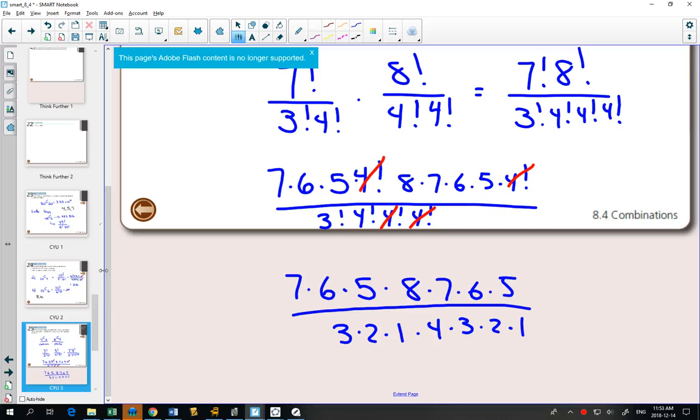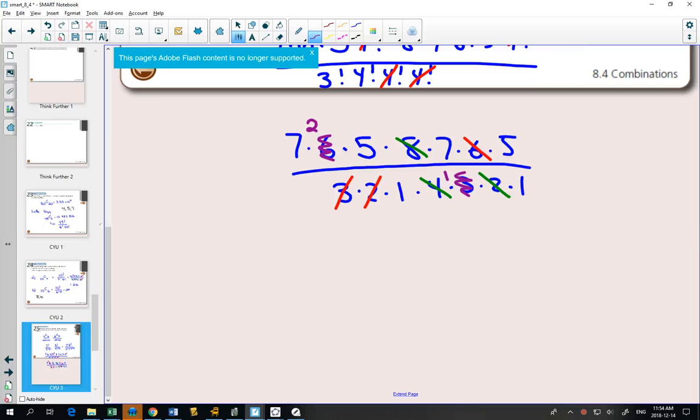So what can I cancel? Well, 4 and 2 make 8. 3 and 2 make 6. I have another 3. So that could simplify to 2 over 1. So what am I left with on top? Is it fairly easy to do this in our head? 7 times 2 times 5 times 7 times 5.